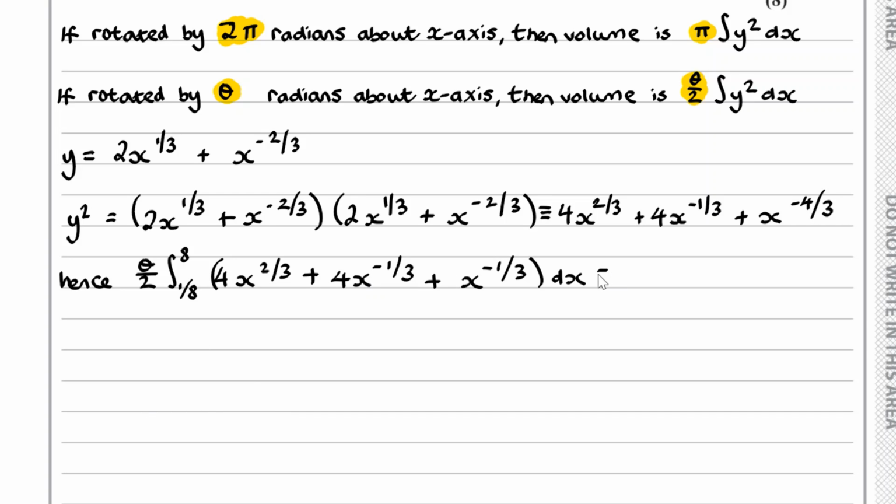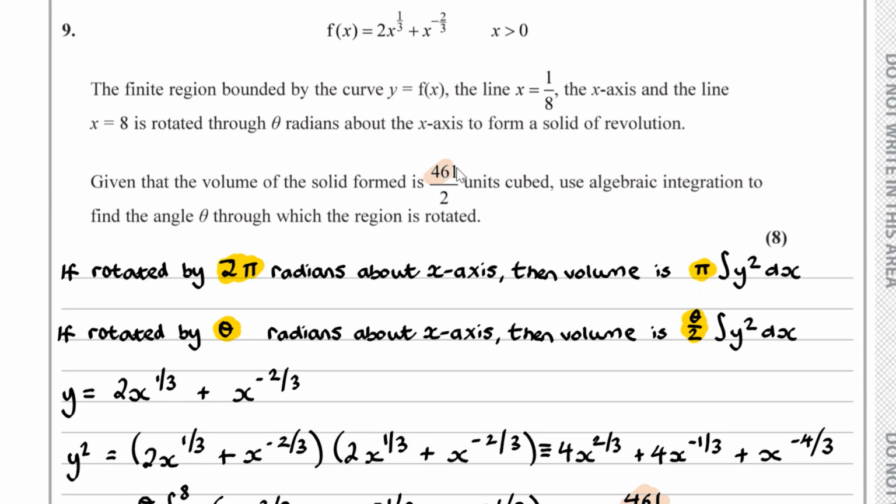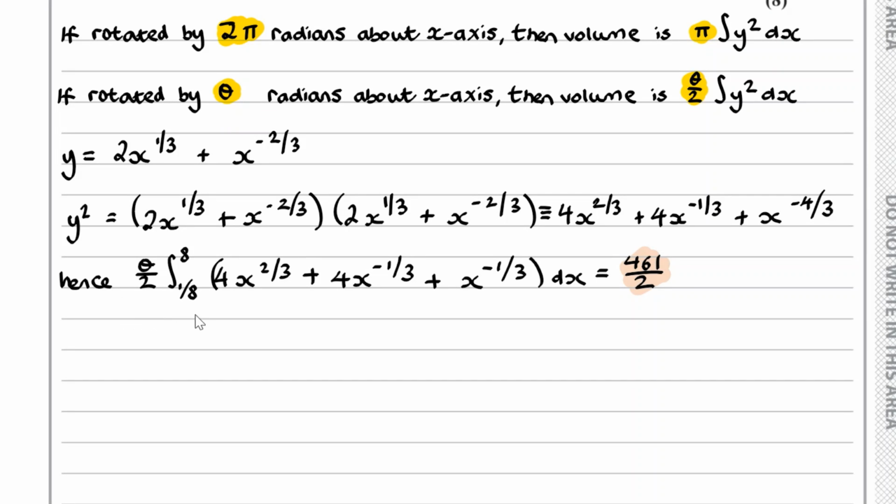And we know that this is equal to 461/2. We were told that in the question. We were told that here. And therefore, we can work out this integral to find out what theta is. So, first of all, the halves cancel on both sides. So we have theta multiplied by this bit here.